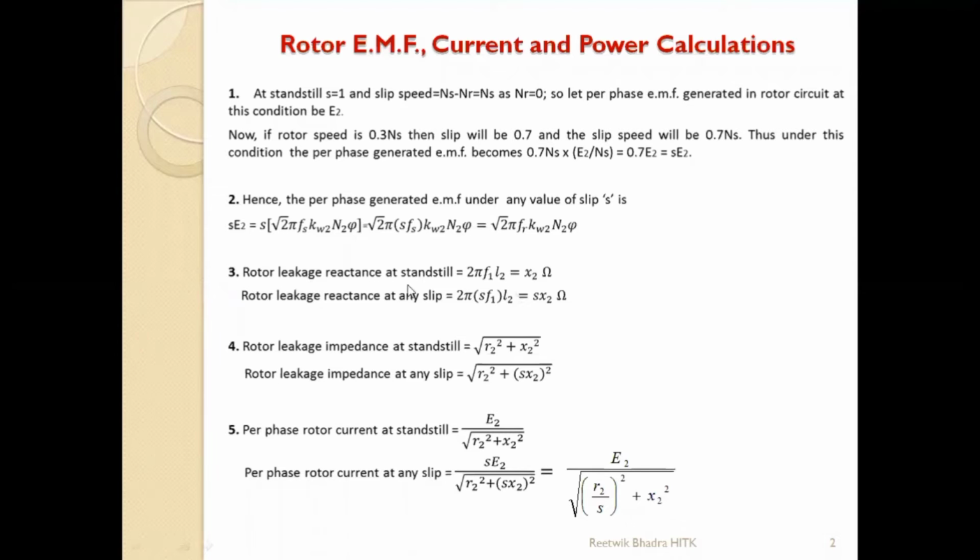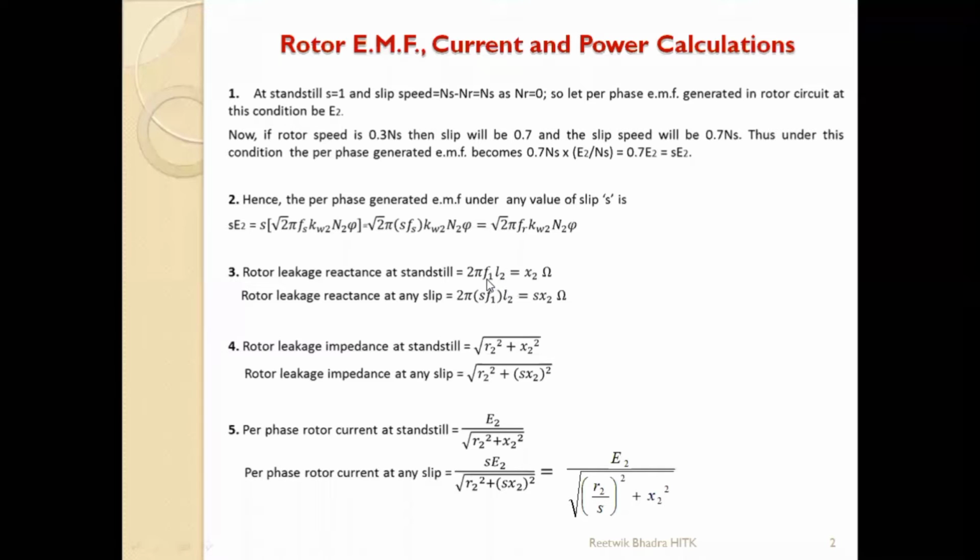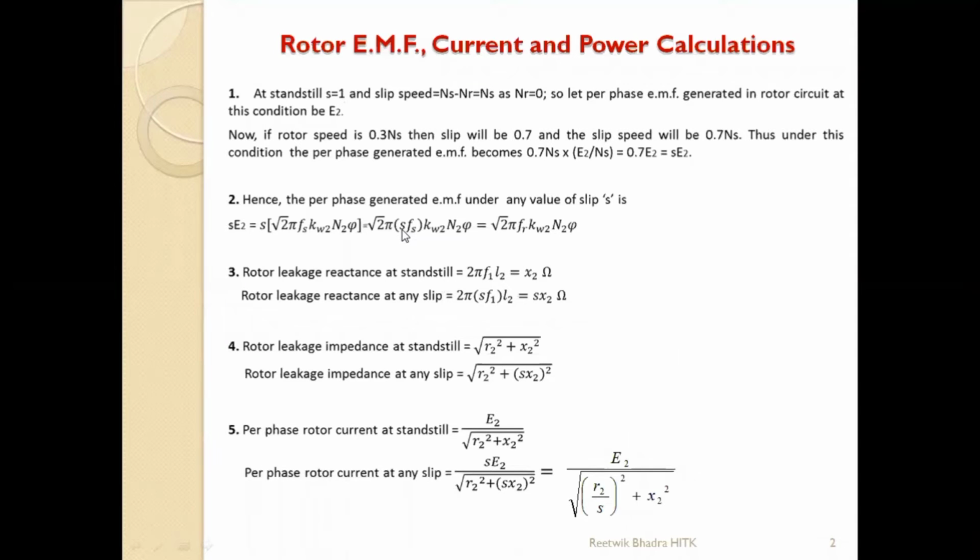So rotor leakage reactance at standstill, 2 pi Fr. Rotor frequency is what? Fr. Suppose this is Fr, and my rotor inductance is L2. So 2 pi FL is replaced by 2 pi Fr into L2. Now Fr can be written as SFs. See the second formula, Fr can be written as SFs. At standstill we are taking, at standstill go to the first formula. At standstill what is slip? 1. So this becomes 1 into Fs. So 1 into Fs gives you Fs only.